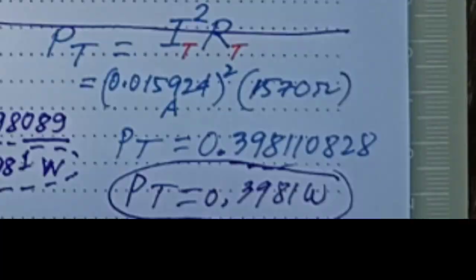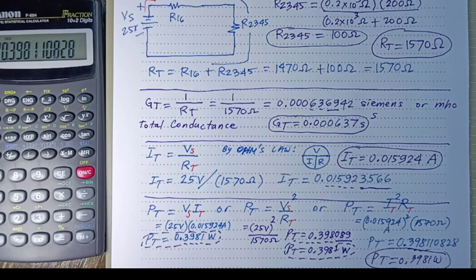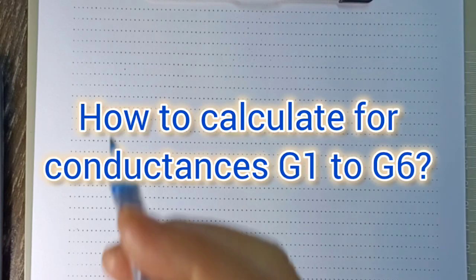two formulas. So again, you may use VI or V to the second power over RT, or you can use I squared or I to the second power RT. That's it. That's how to calculate the total power. Now, moving on with the next calculation, we will calculate this time the values of the conductances.